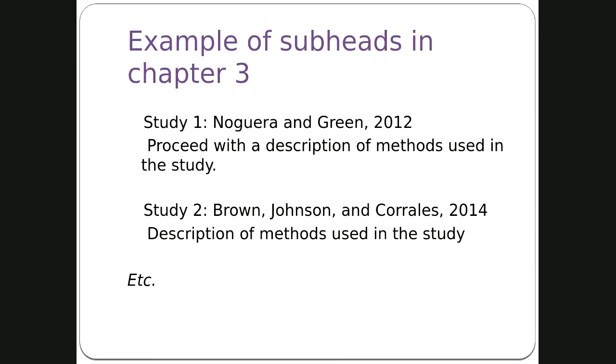The subheads in this chapter, you want to make sure you go study by study. So after your introductory couple of paragraphs, you have study 1, and then start with the names of the people who conducted the study and the year that they conducted it. So study 1, Joe Schmo and Bill Green or something. You could use just last names as well. And the year it was conducted, like 2012 or 2019, whatever it is. Okay, that's the subhead. And then underneath that, you just describe the methods used in the study.